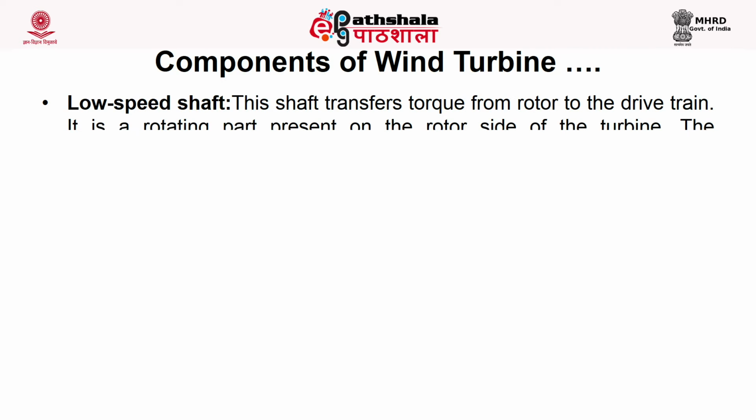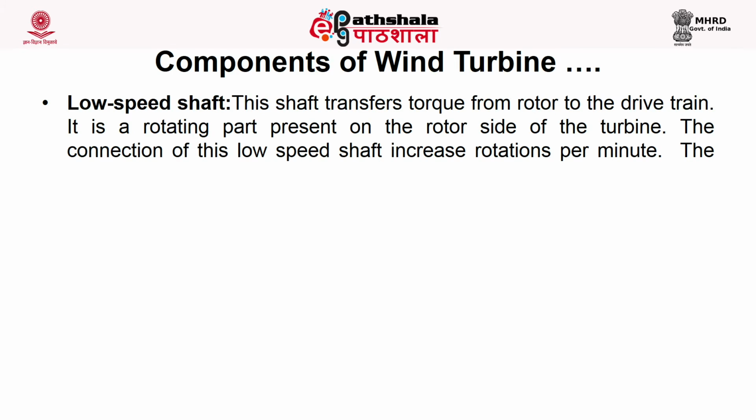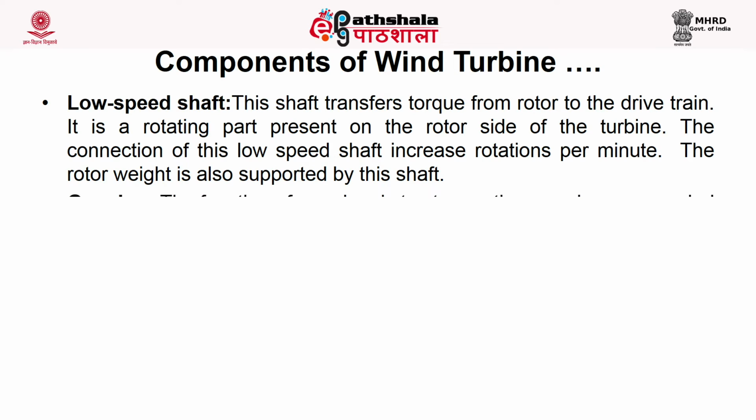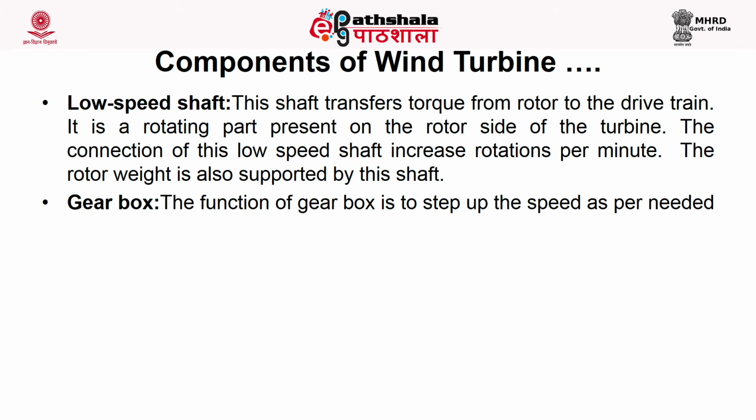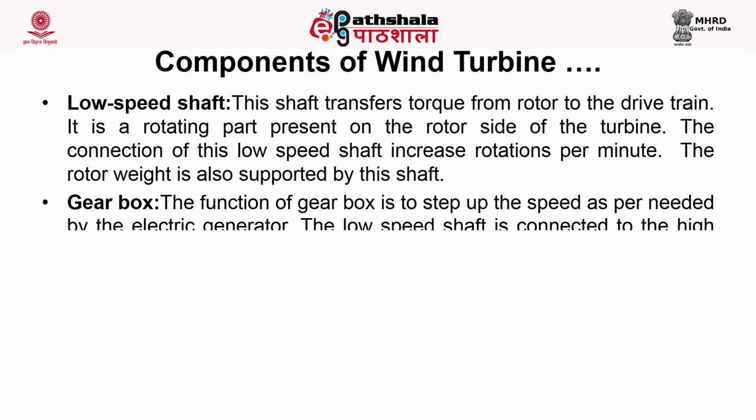Low speed shaft: this shaft transfers torque from the rotor to the drivetrain. It is a rotating part present on the rotor side of the turbine. The connection of this low speed shaft increases rotations per minute. The rotor weight is also supported by this shaft.